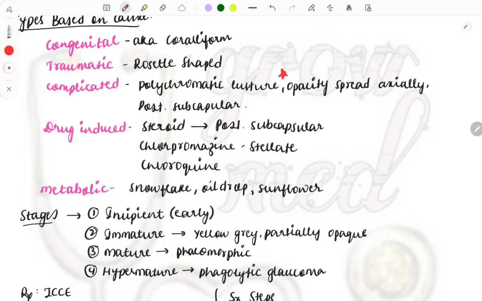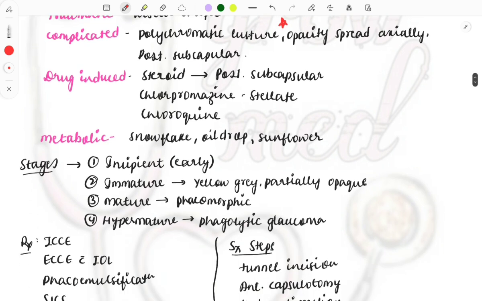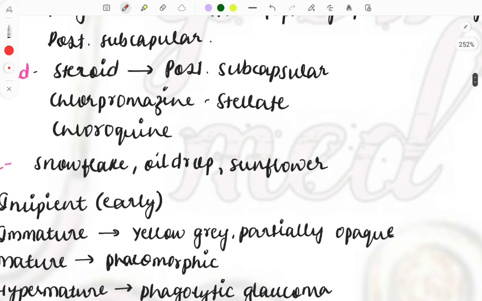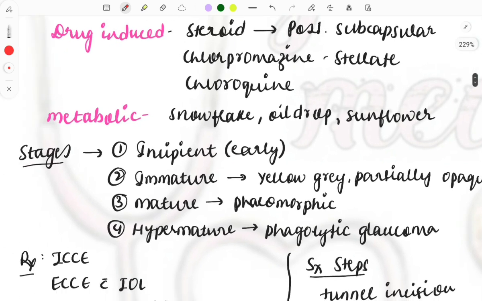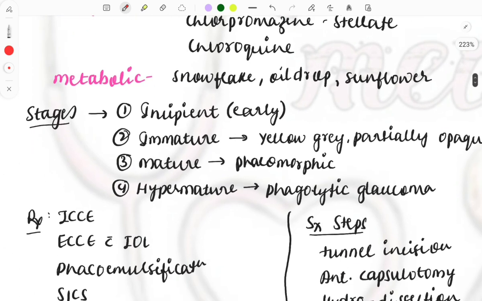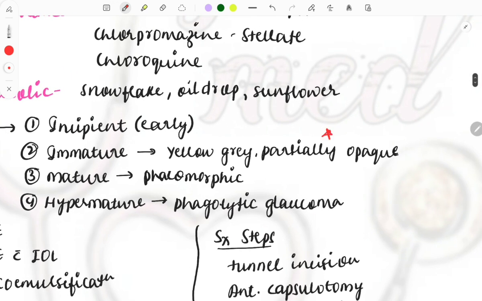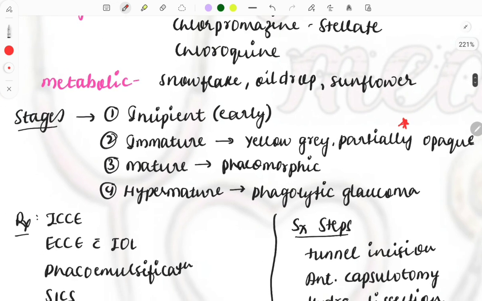chlorpromazine and chloroquine. Chlorpromazine causes stellate cataract. Then metabolic, based on metabolic diseases like oil drop and sunflower, as we had already discussed: diabetes mellitus, then galactosemia, then Wilson's disease, all those things. Now stages: classified into incipient, which is the early, then immature, mature, and hypermature, and these are the findings which can be seen in that particular stage.